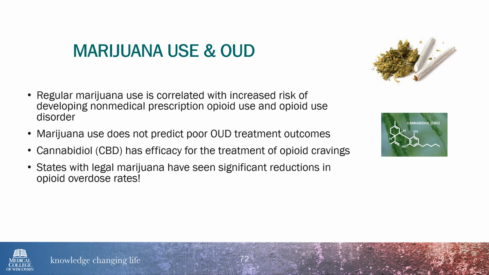And also, there's some evidence that states with legal marijuana have seen significant reductions in opioid overdose rates. That's a correlation or causation argument there for sure, but there is some incidental evidence that legal marijuana might help decrease illicit opioid use.